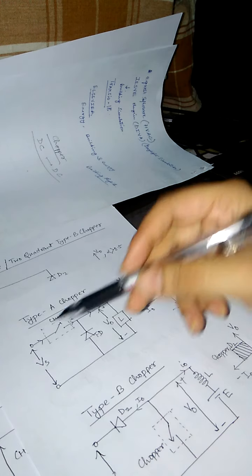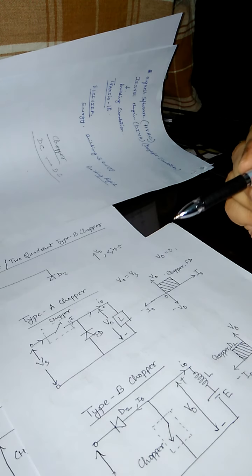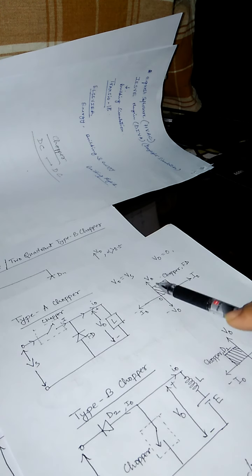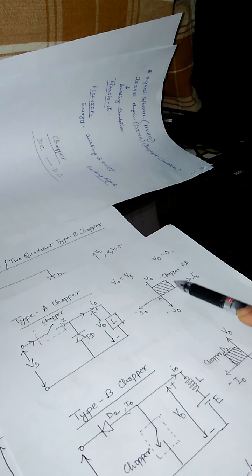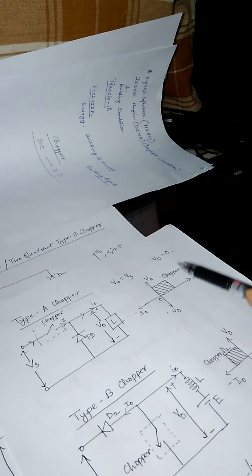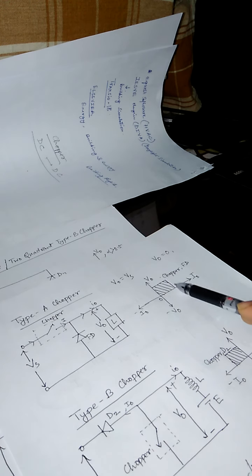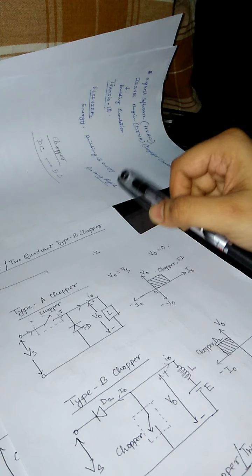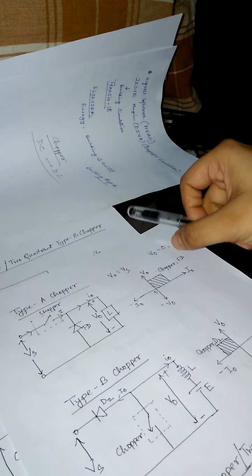So we can say that the total operation of the type A chopper belongs to the first quadrant mode, because V0 and I0, the magnitudes and the directions, are on the positive side. So we draw it in the first quadrant. This type A chopper we can consider as a step down chopper.